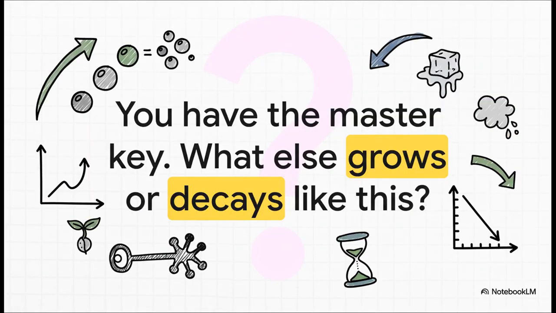We started this whole thing with a simple bank account, and we've ended up with a universal formula for growth and decay that applies to almost anything. You now have the master key. So my final question to you is this: now that you know what to look for, what else in the world around you follows this exact same pattern of exponential change?